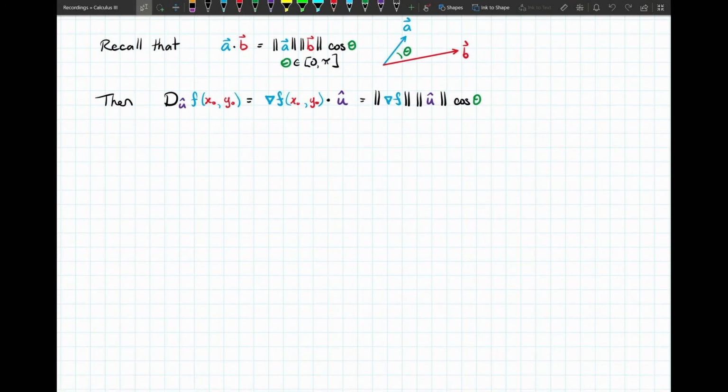However, remember that u hat was chosen to be a unit vector. So that means that the directional derivative of f in the direction of u hat at some arbitrary point x naught, y naught is just the magnitude of the gradient at that point times cosine theta. Theta is still the angle between the gradient vector and the direction in which we want to travel. Let's take a look at a few examples of different angles.